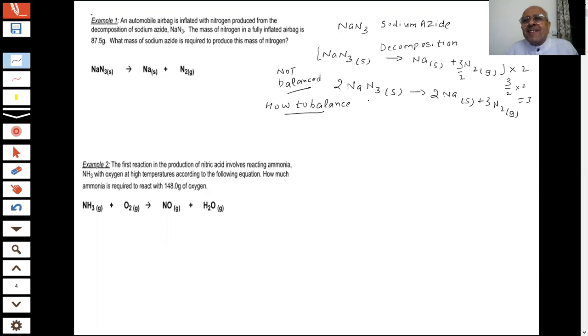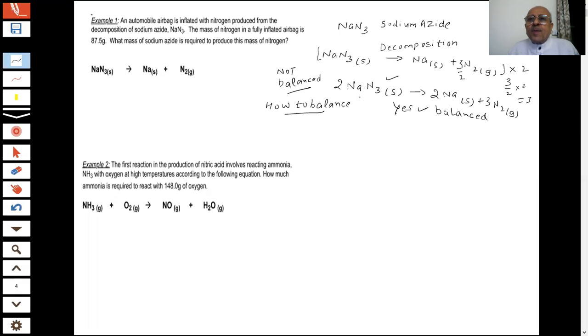Now, this equation is balanced, students. Tell me, is it balanced? How many atoms of sodium? 2. Nitrogen, 2 into 3, 6. 3 into 2, 6 atoms. Yes, we have balanced the reaction. And I am thankful, students, you helped me in balancing the reaction.